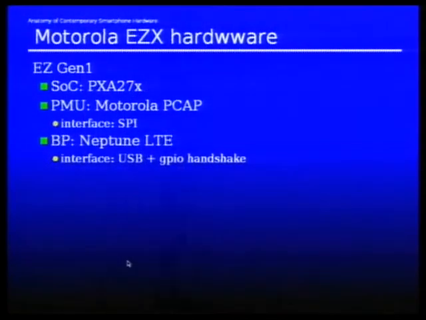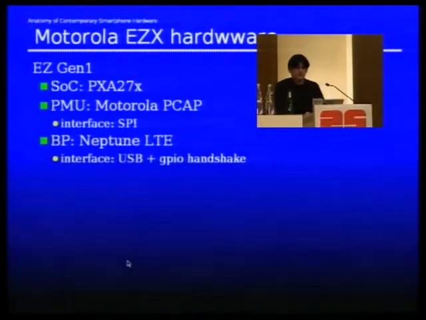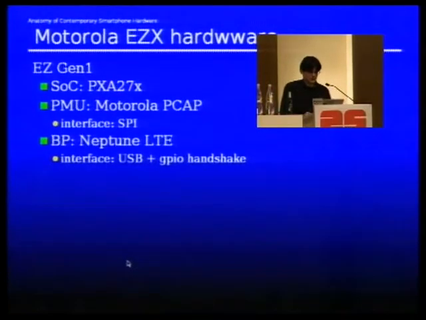So generation 1 uses an Intel X-Scale. At that time, it actually was still the Intel X-Scale PXA272, I think. The power management unit they use is called Motorola PCAP. I think it's the Power Control and Audio Peripheral, PCAP. It's connected over SPI, and actually it's connected over SPI to the baseband processor and to the application processor. So you have two CPUs reading and writing to the same registers in the power management unit. It's a bit scary. Some of those registers can only be read or written from one side, but not from the other side. The baseband processor is what they call a Neptune LTE, which, as I said, is connected over USB with some weird handshake lines.